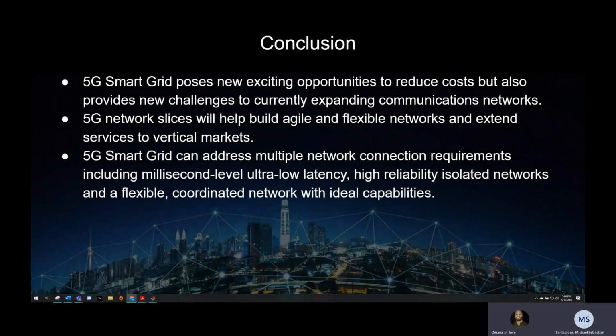In conclusion, 5G smart grid poses new exciting opportunities to reduce costs, but also provides new challenges to currently expanding communication networks. 5G network slices will help build agile and flexible networks and extend services to vertical markets. And lastly, 5G smart grid can address multiple network connection requirements, including millisecond level, ultra low latency, high reliability, isolated networks, and a flexible, coordinated network with ideal capabilities.